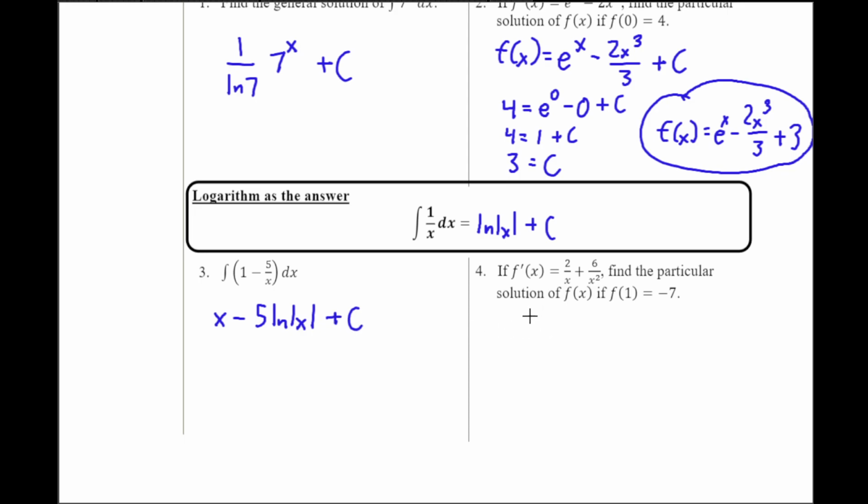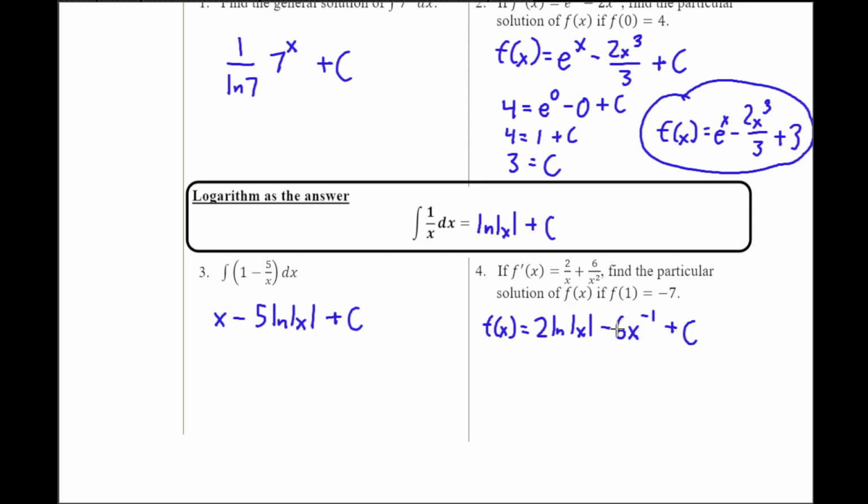If f prime of x is equal to 2 over x plus 6 over x squared, find the particular solution here. So, this is a little tricky one. Only if the bottom is x by itself can you use ln of the absolute value of x. If you have an x squared or x to anything else, that is going to be the reverse power rule, which we learned earlier. So f of x here is just equal to 2 ln of the absolute value of x, minus 6x to the negative 1, plus c.